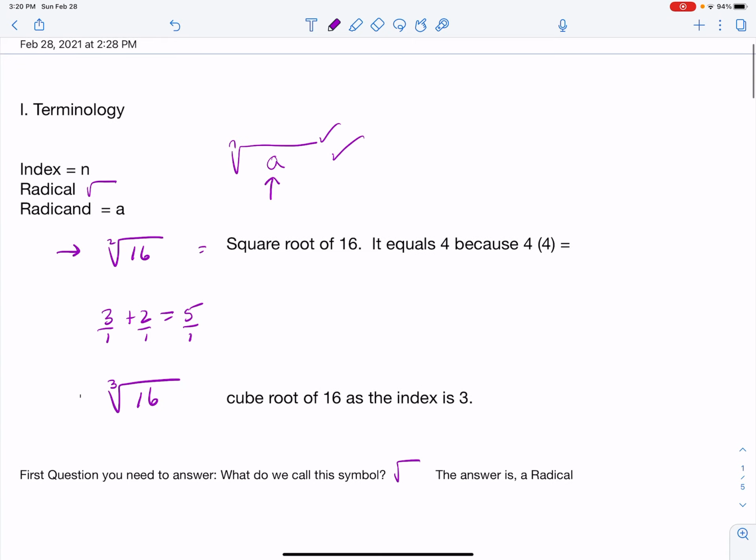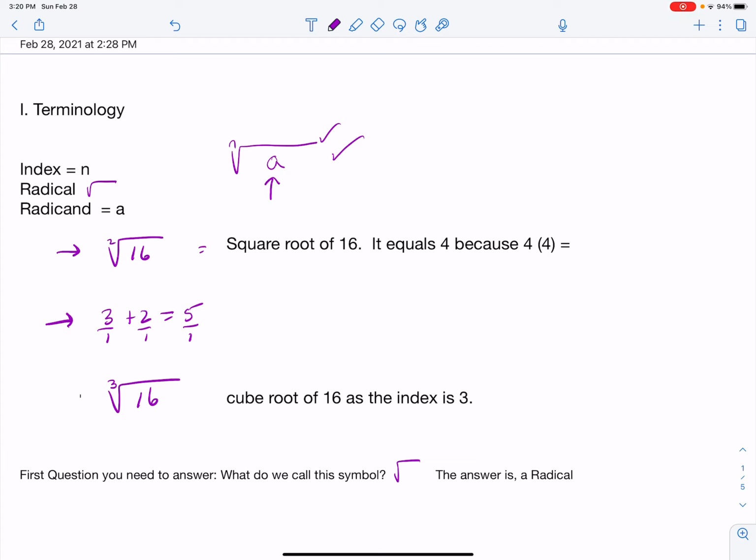Remember, if we wanted to write 3 plus 2 equals 5, like this, we could write 3 over 1 plus 2 over 1 equals 5 over 1. But what a pain in the neck, okay? So we don't write the ones. We don't write the denominators, but they're understood. Again, we use square roots more than any other root. So we don't write the little index in there, but it is there.